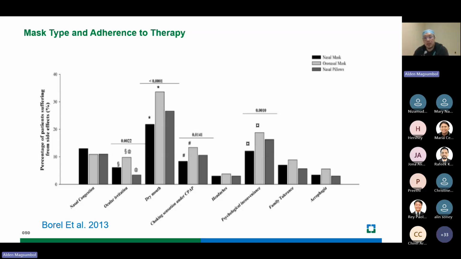This is a study by Borel et al. in 2013. It involved a prospective observational cohort design, the largest, where 2,311 patients with OSA were followed to evaluate the impact of different CPAP mask interfaces, nasal mask, oronasal mask, and nasal pillow, on adherence. Patients were enrolled in this French study.